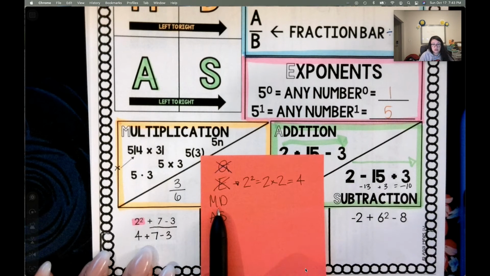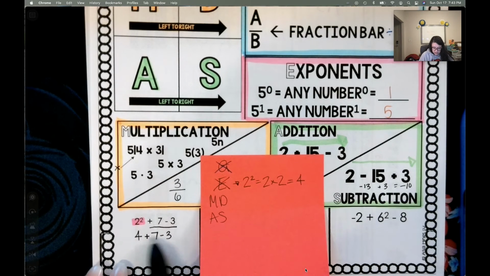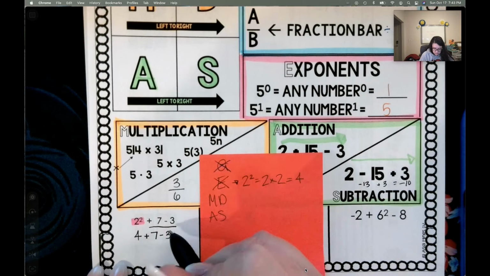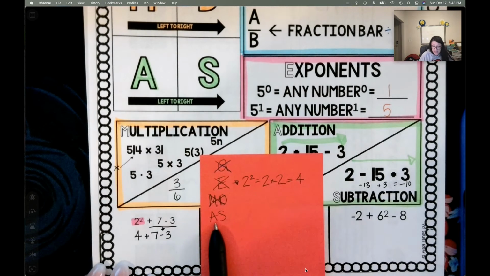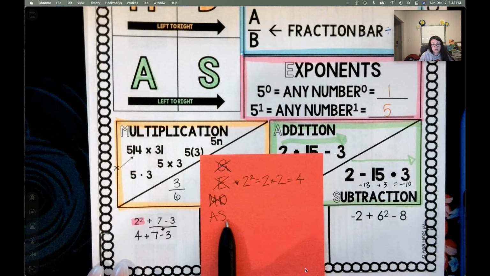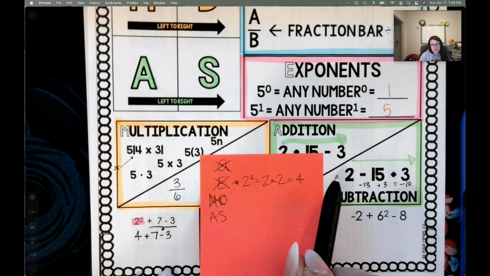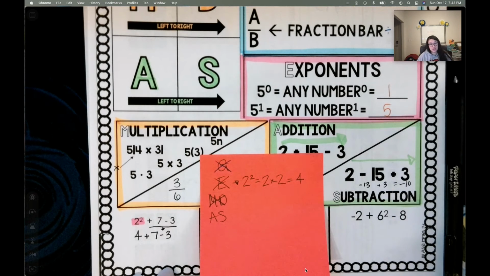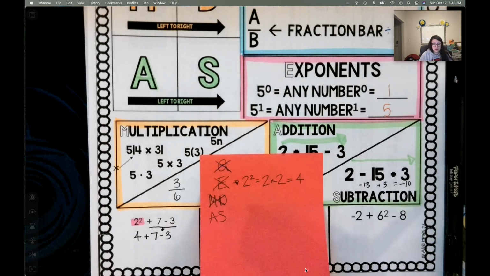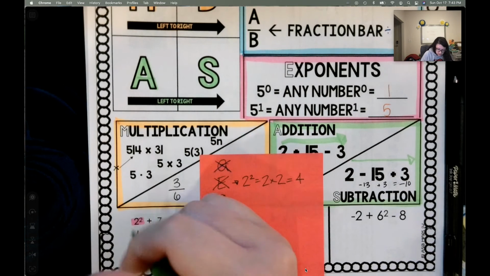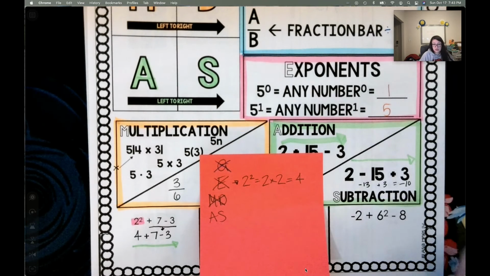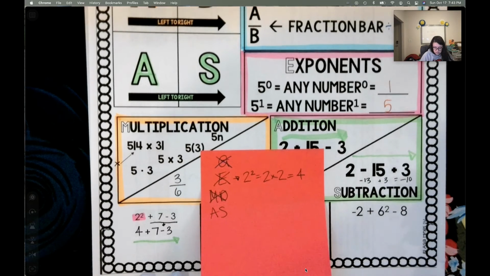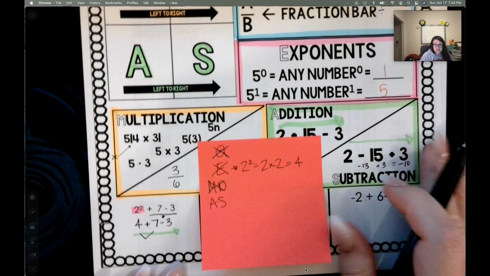Multiplication and division. Do we have any multiplication or division here? Nope. So our last step, addition and subtraction. Do we have any addition or subtraction? We sure do. And what direction do we have to go in? We've got to go from left to right. So that means what are we doing first? First, we're doing 4 plus 7.